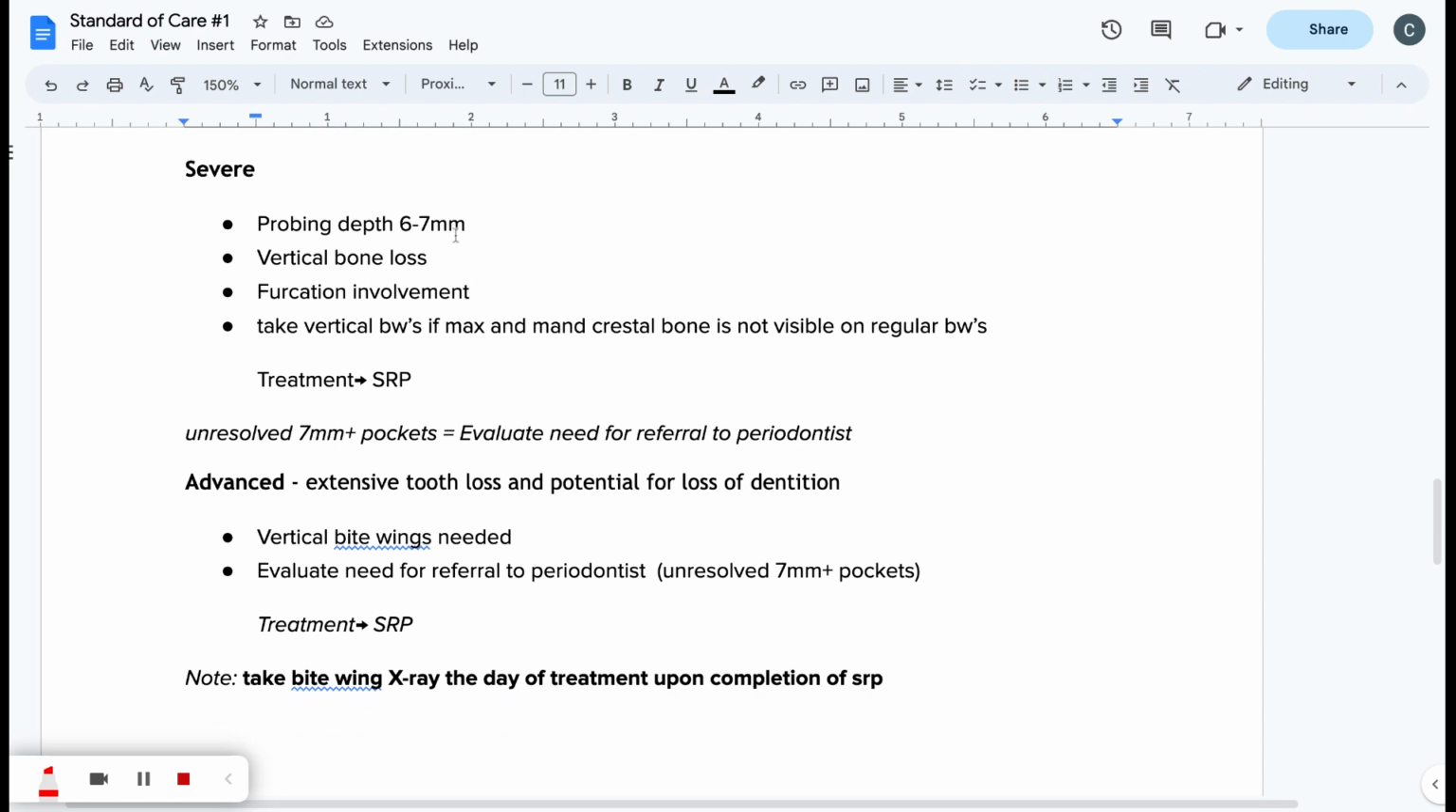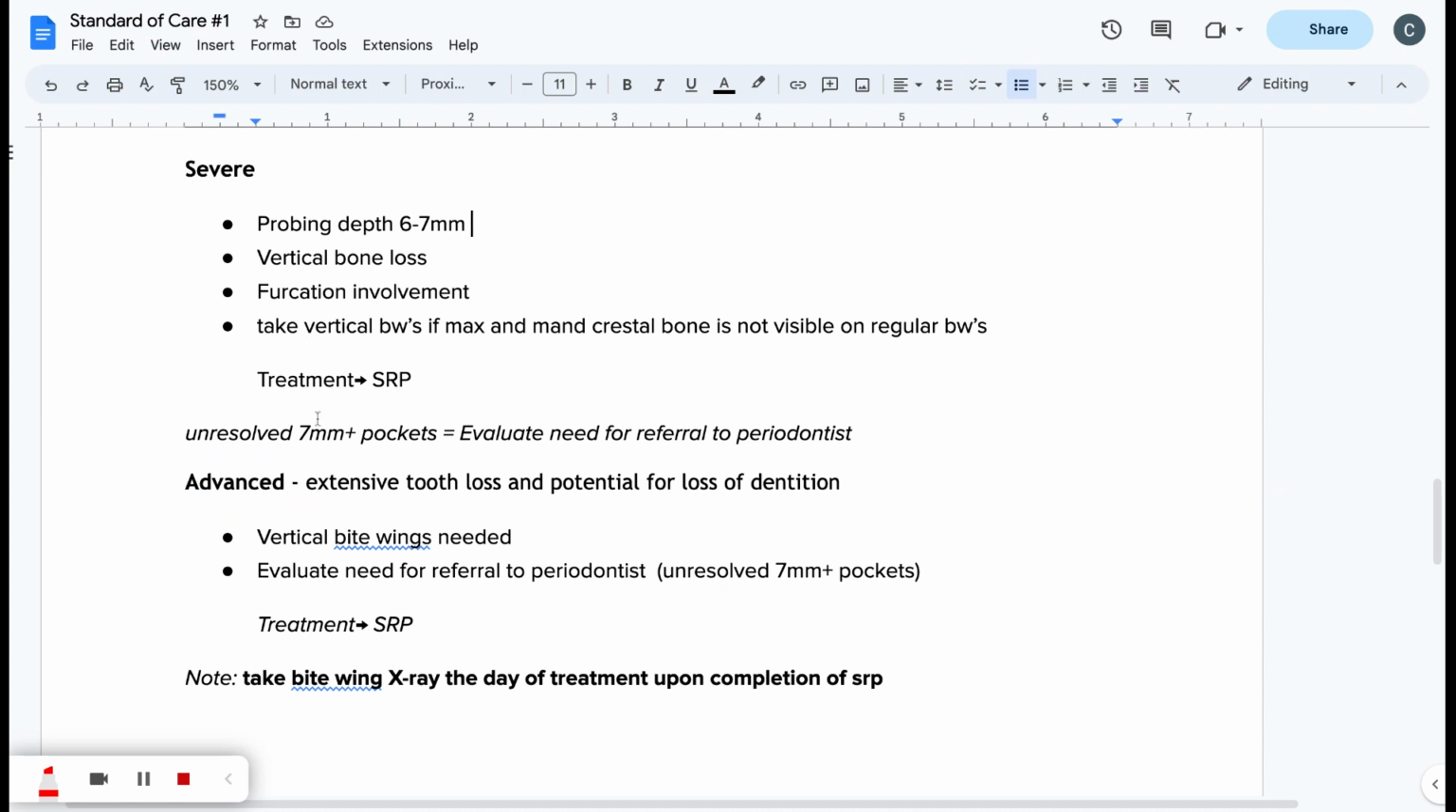The severe patient will be noticing 6 to 7 millimeter pockets. We may start to see vertical bone loss, localized or generalized. In some cases, we'll see furcation involvement. It's possible that we'll see it with severe and most likely with advanced.